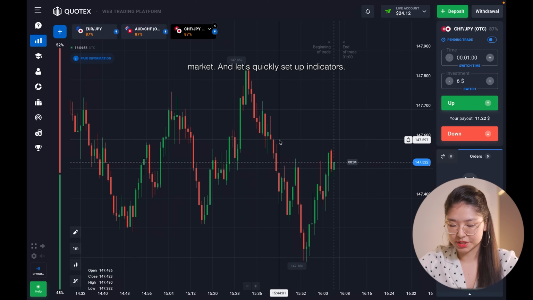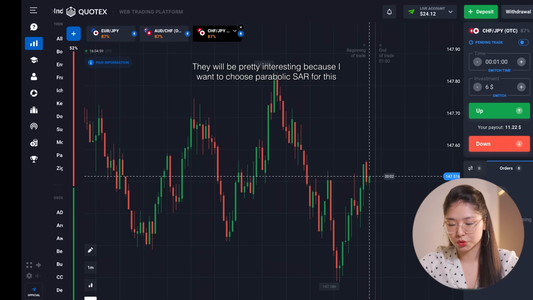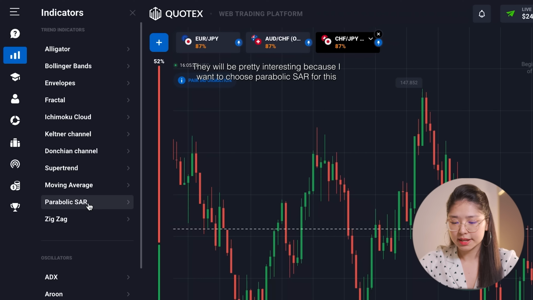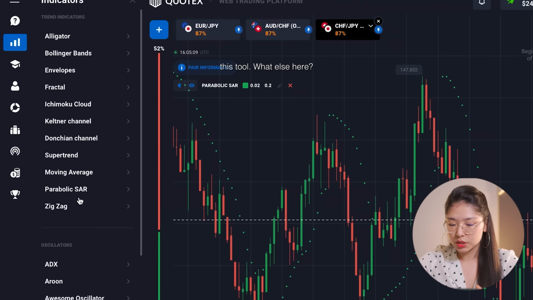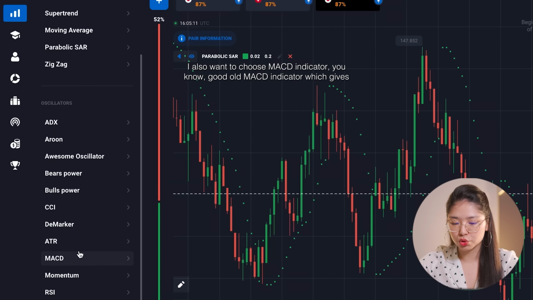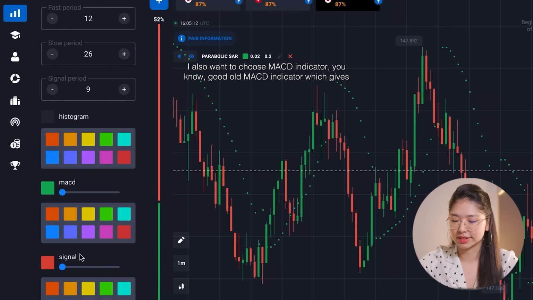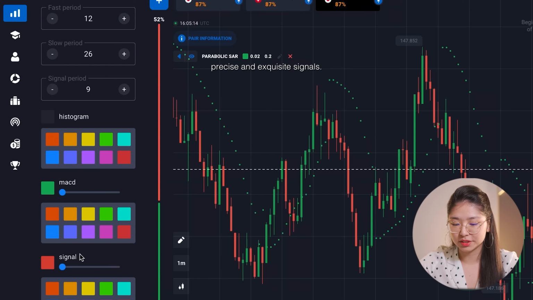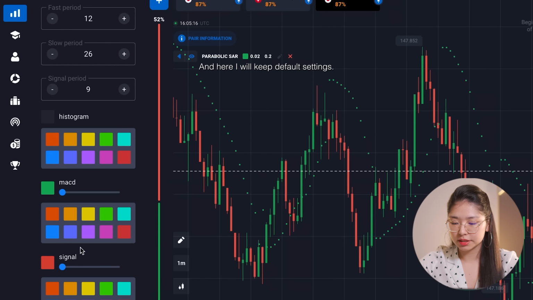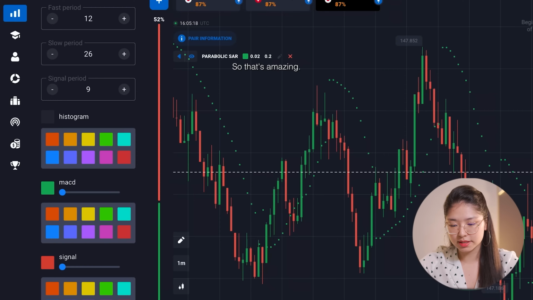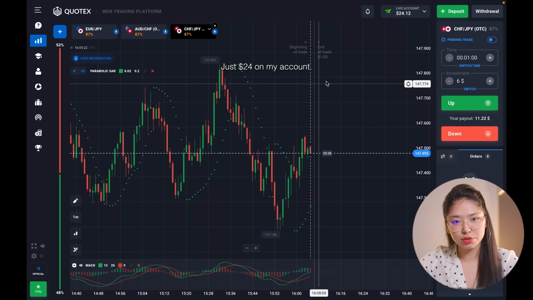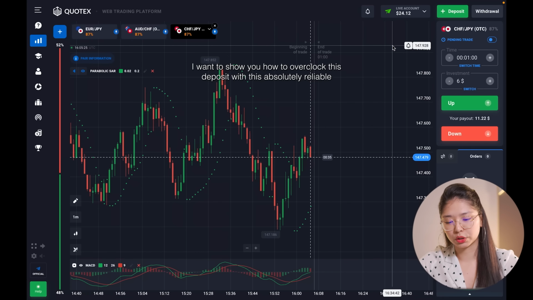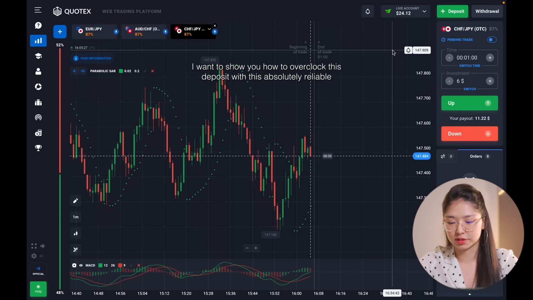And let's quickly set up indicators. They will be pretty interesting because I want to choose Parabolic SAR for this strategy. It's really a unique tool, and I will tell you how to see signals from this tool. I also want to choose the MACD indicator, good old MACD, which gives precious and exquisite signals. Here we'll keep default settings, and that's an amazing setup for indicators. Look at my balance, just $24 on my account, and I want to show you how to overclock the deposit with this absolutely reliable strategy.